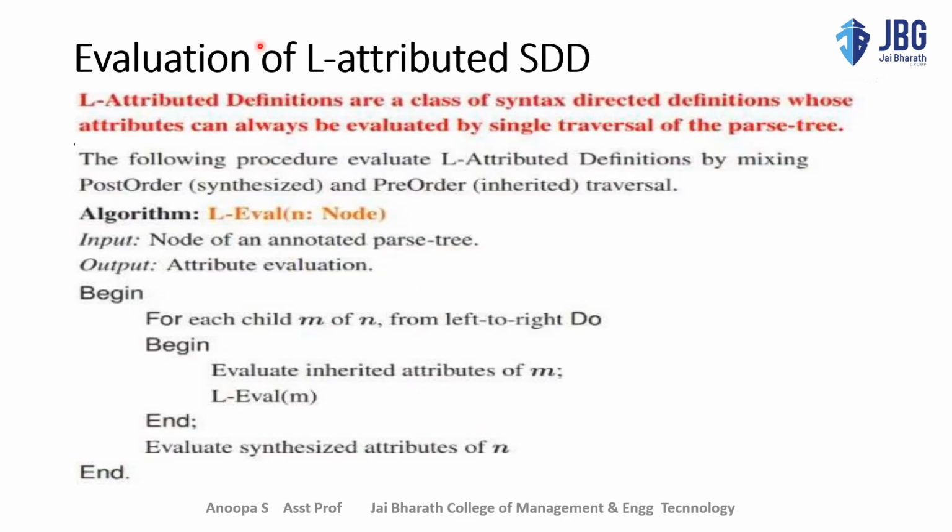Now, how does evaluation of an L attributed SDD take place? It's already discussed. First, we have to evaluate in a bottom up way and from left to right. So they are a class of syntax directed definitions whose attributes can always be evaluated by a single traversal of the parse tree. The following procedure is taken. Algorithm L evaluated of n node. The input is a node of an annotated parse tree or the root, and the output will be the attribute evaluation. Begin. For each child m of n from left to right, do begin, evaluate inherited attributes of m.